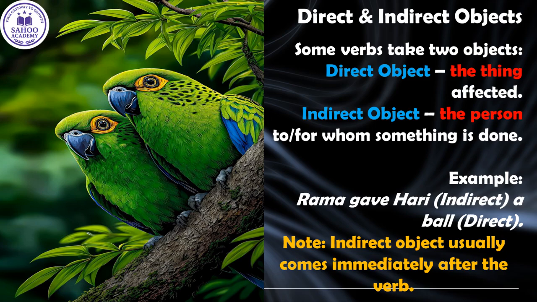Let us see an example. Rama gave Hari a ball. Here Hari is the person who receives something. So Hari is the indirect object here and he is a person. Okay? And a ball is the thing that is given. So a ball is the direct object because it is a thing. Remember this important point. The indirect object usually comes immediately after the verb. So in the sentence Rama gave Hari a ball, Hari is the indirect object because it comes immediately after the verb. Clear? Now let's go to the next slide.